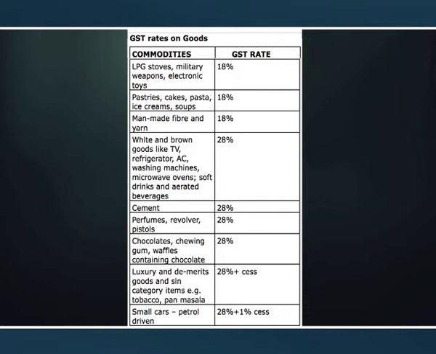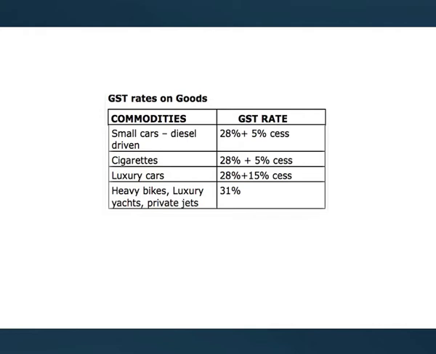Small cars, petrol driven, 28% plus 1% cess. Small cars, diesel driven, 28% plus 5% cess. Cigarettes, 28% plus 5% cess. Luxury cars, 28% plus 15% cess. Heavy bikes, luxury yachts, private jets, 31%.